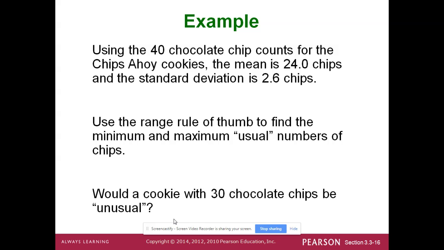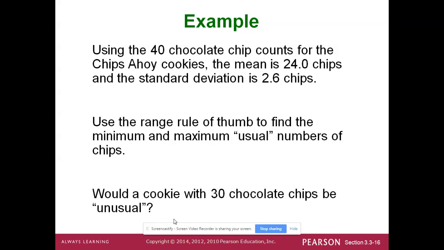It's a maximum usual: 29.2. Okay, so what that tells us is anything below 18 is an outlier. That's not usually what happens. Right? Anything above 29, outlier. That's usually not what happens. Right? So we answer this question: would a cookie with 30 chocolate chips be unusual?